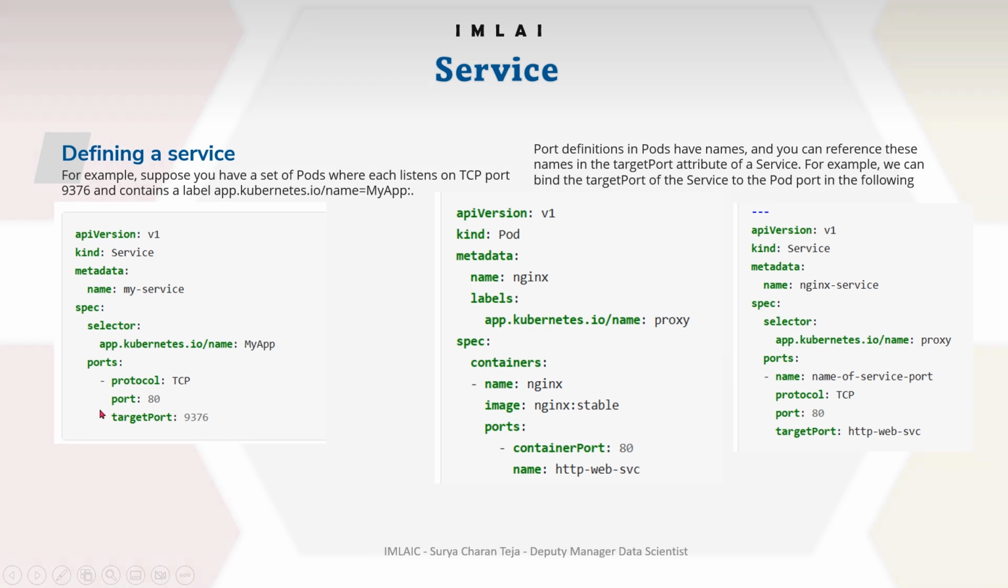So now, instead of mentioning the target port as 9376, I can directly give the name of the target port of the pod. So the pod has to be targeted. The pod selector has to be mentioned here. And you see that selector, that's a proxy. So these are the main important points to be taken care of before you run a service.